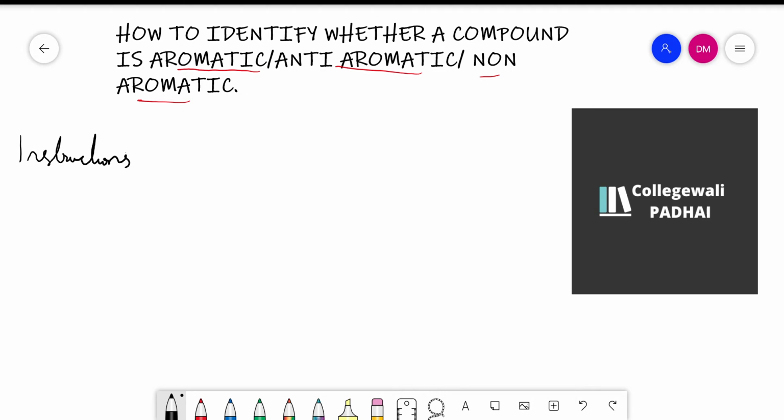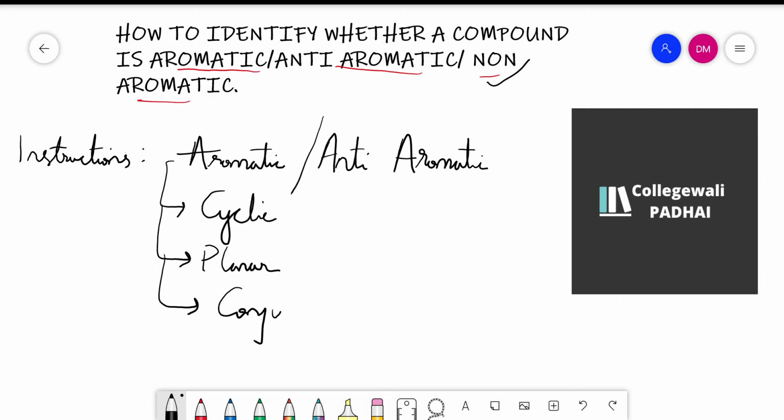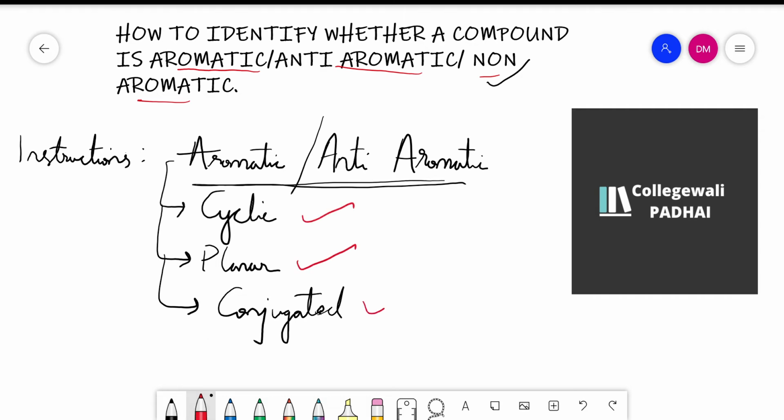Instructions. So, how to know whether a compound is aromatic or anti-aromatic? If both of these conditions fail, then it will go to non-aromatic. So, the compound must be cyclic, the compound must be planar, the compound must be conjugated. So these are the basic instructions for aromatic and non-aromatic. It must be cyclic, it must be planar, it must be conjugated.